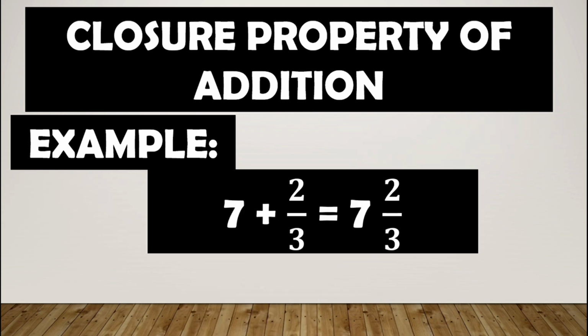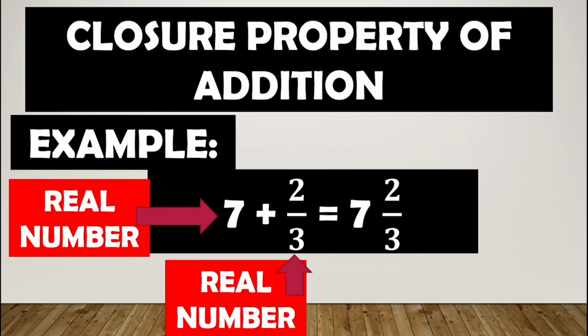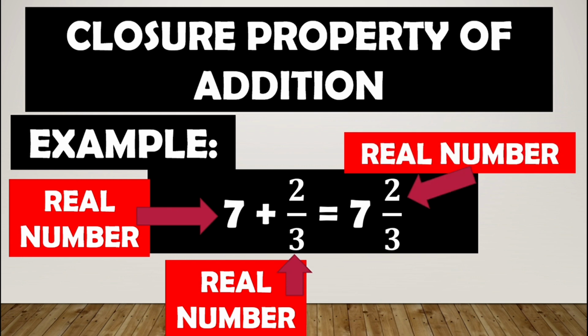Another example. 7 plus 2/3 is equal to 7 and 2/3. Here, 7 is a real number, 2/3 is also a real number, therefore the sum, which is a mixed number, is also a real number.